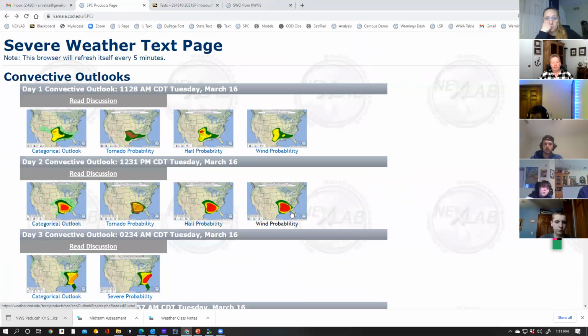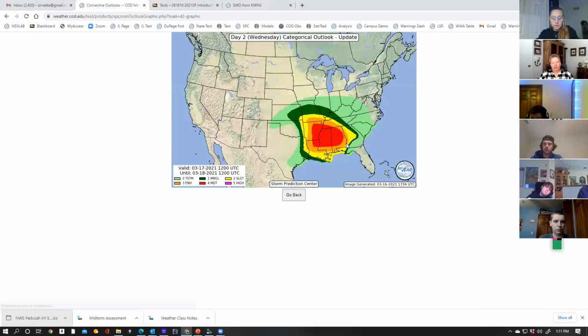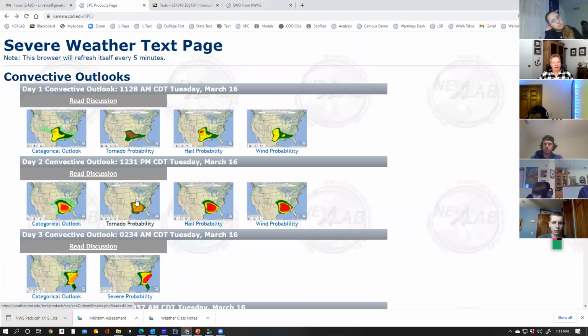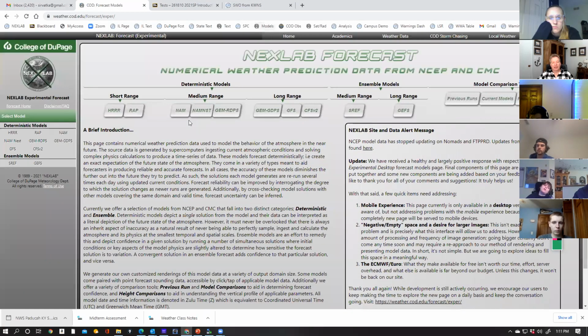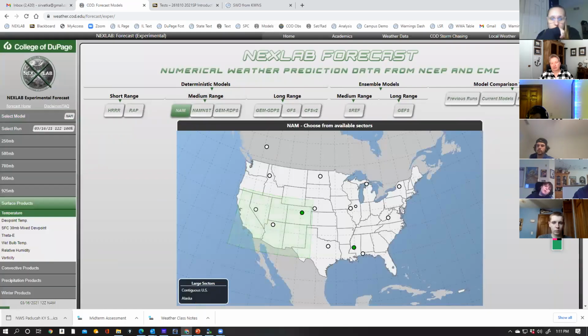I mean, when you look at this region of the moderate risk, that's parts of Arkansas, Louisiana, Tennessee, Mississippi, Alabama, maybe even into Georgia. That's the area that I'm really concerned about. So that should be pretty interesting to watch tomorrow. But we've dealt with a lot of the storms. So let me show you a couple of things on a model.